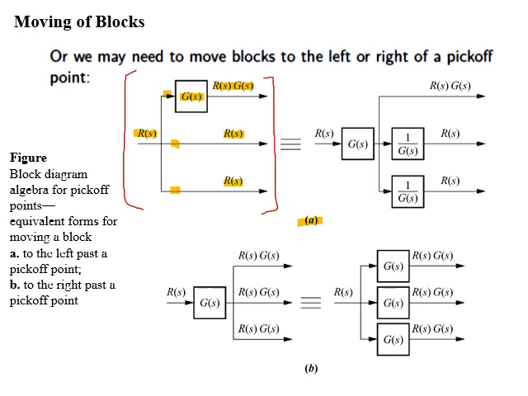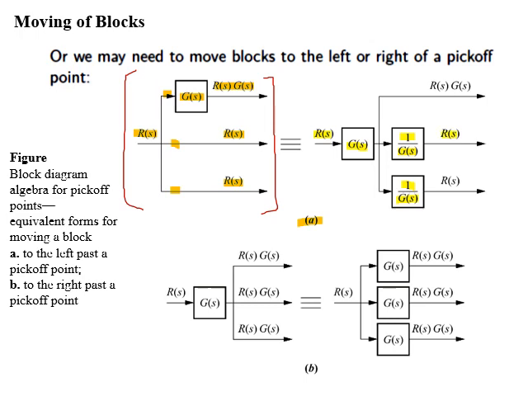Now if we want to move the block G of S to the input side, or left of the pickoff point, it will be present in the input branch as G of S, while to maintain the output of the other two branches, it will occur in reciprocal form in the second and third branch.